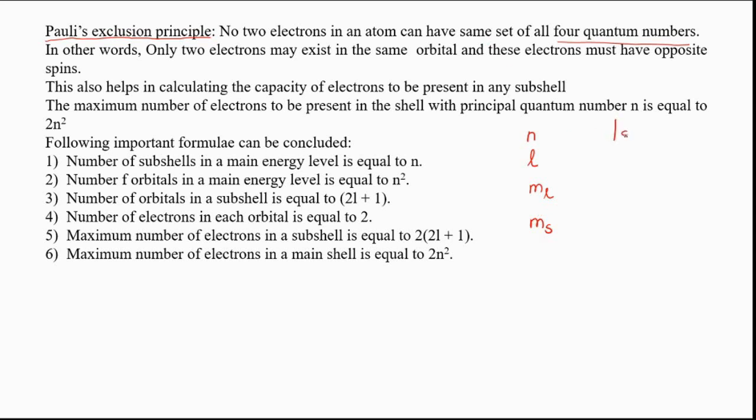Let's say I have the 1s orbital. We'll look at the rule in other words: what is it saying and how many electrons can we maximally fill? Only two electrons. This is very important. Only two electrons may exist in the same orbital, and these electrons must have opposite spins. So the maximum occupancy in an orbital is 2. This also helps in calculating the capacity of electrons in any subshell.